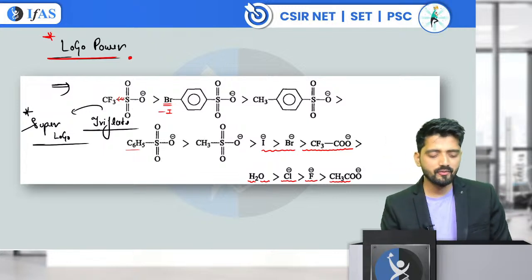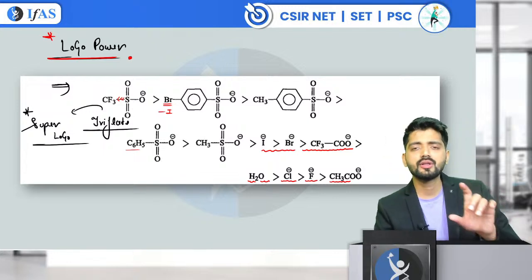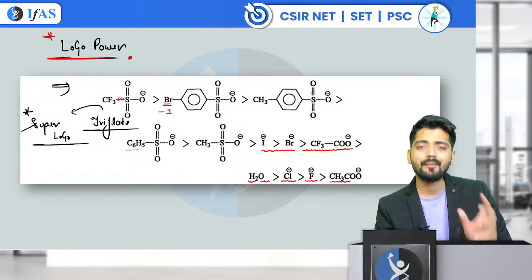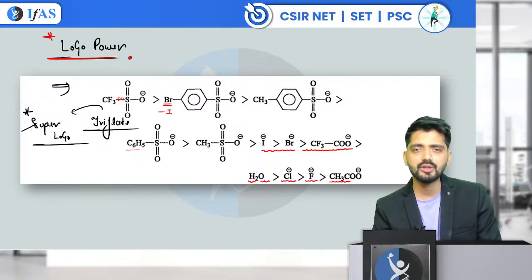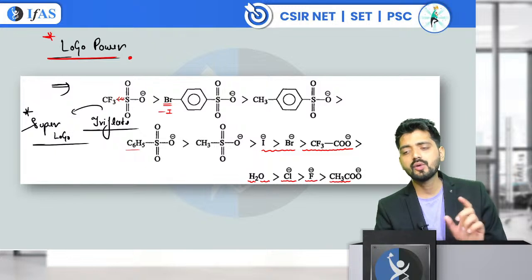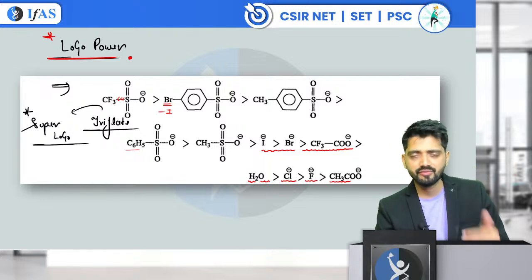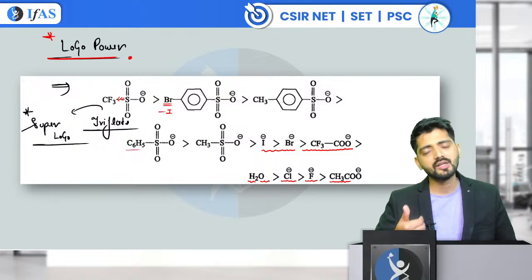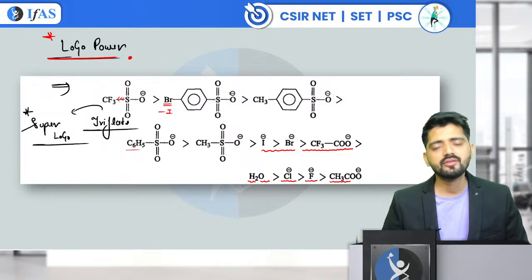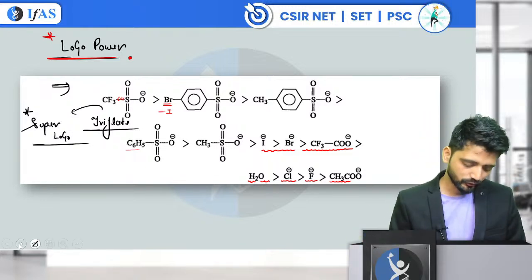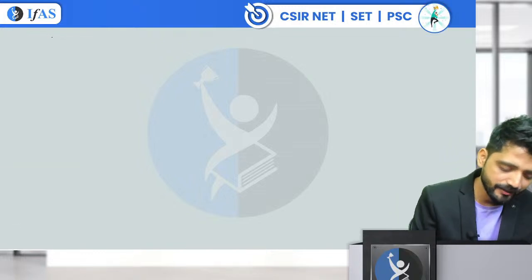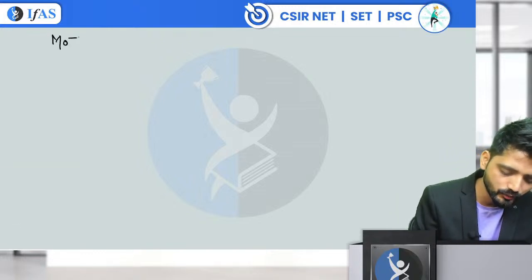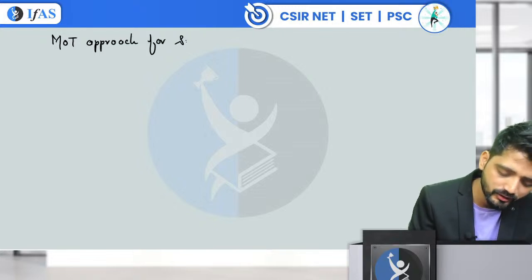Now I want to spend a few minutes on the molecular orbital approach of a substitution reaction also. When we do a substitution reaction, which orbitals are involved from the substrate side and which orbitals are involved from the nucleophile side? This also becomes very important. So you may write the heading as MOT approach for substitution. Molecular orbital theory approach for substitution.